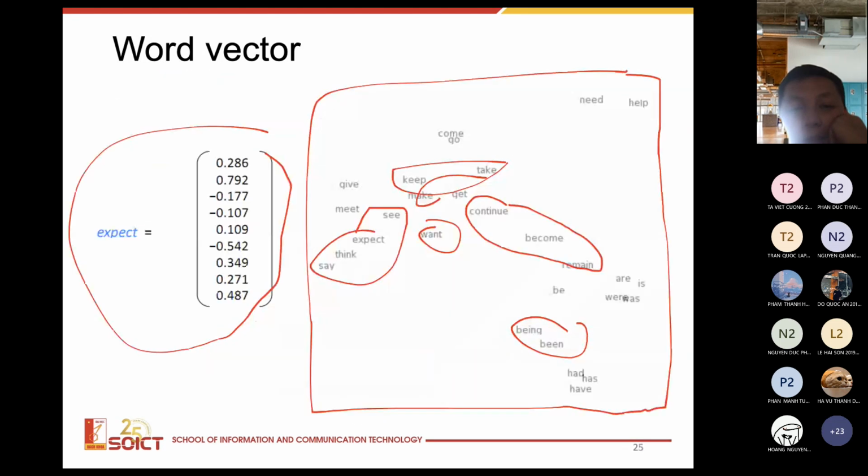And similar words have similar vectors. The vector of "say" is similar to the vector of "think", so that they are close together when we plot the words in the plot, right?